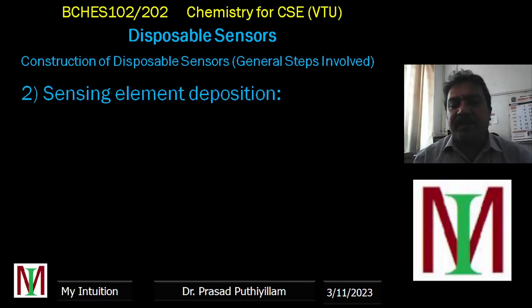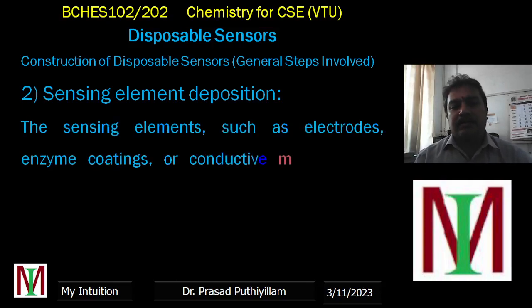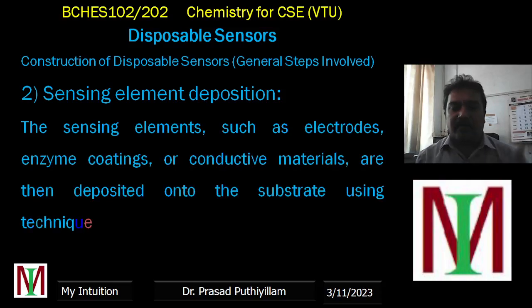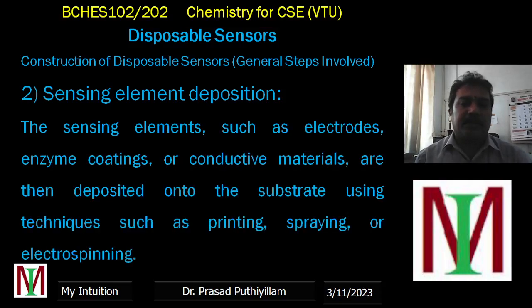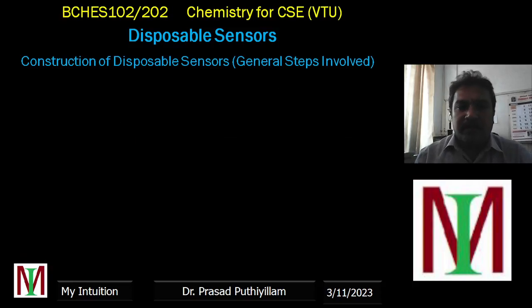Then sensing element deposition. How can the sensing element be deposited on that substrate? The sensing elements, which I can call the electrodes in electrochemistry, or it may be an enzyme coating, a thin layer of enzyme, or conductive materials, are coated over that, or deposited on the substrate using techniques such as normal printing methods, or spraying, or even electrospinning methods.